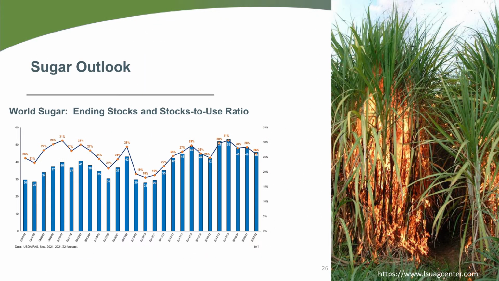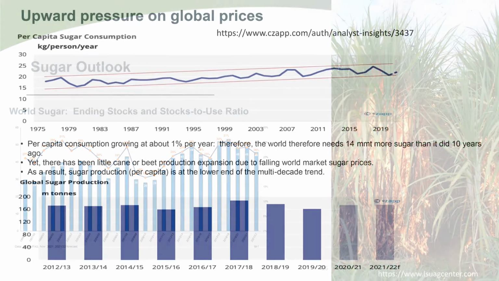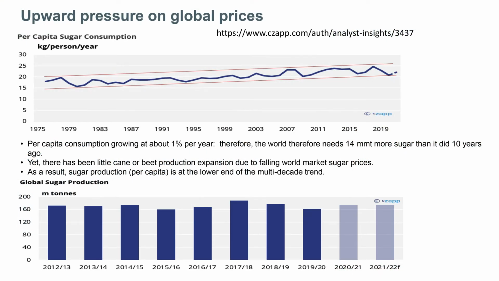Overall, world sugar looking like the balance sheet is tightening up a little bit. Over the last couple of years, we've seen this occur. Why is that? Well, overall, we see growing global demand for sugar at about 1% per year. This is data that Czarnikow has just put up on their website.